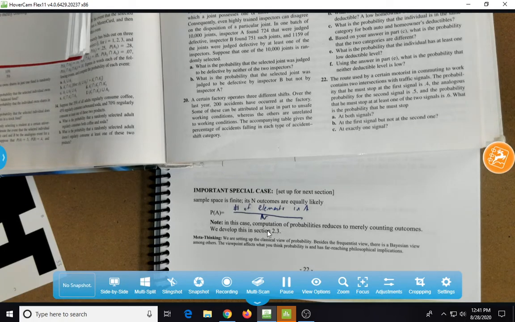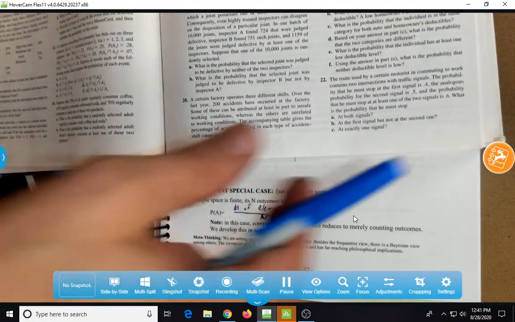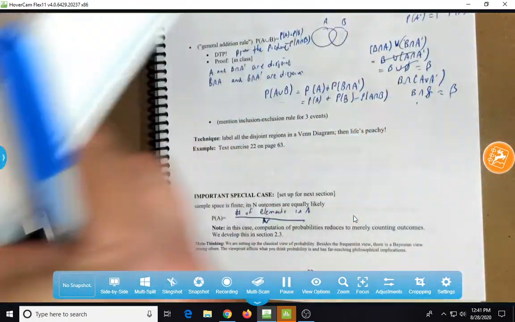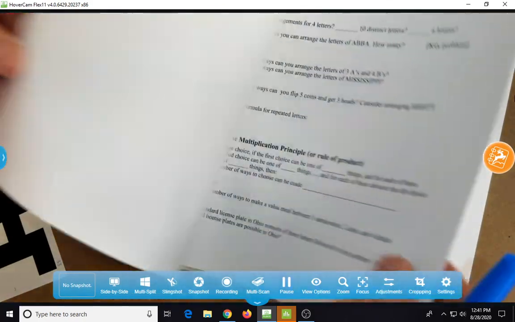But there's another view of statistics, the Bayesian view, and it really depends on what you think probability is. Right now, since we're in this class, we're thinking that it's the classical view, but we'll get to a little bit more of that later.